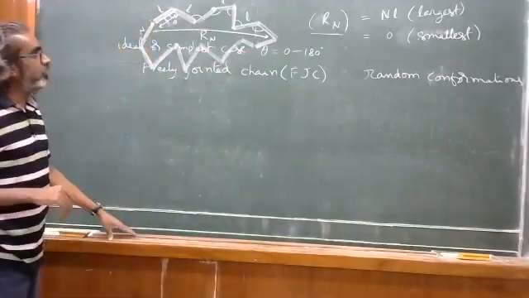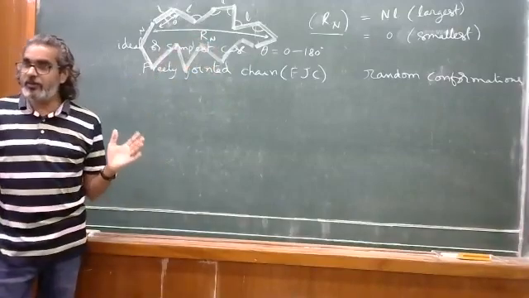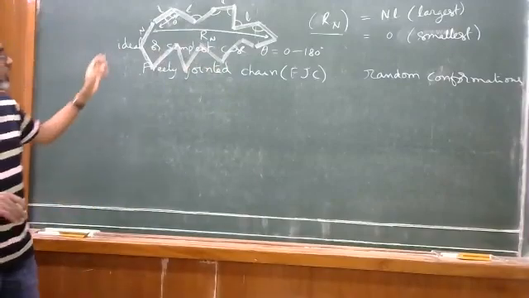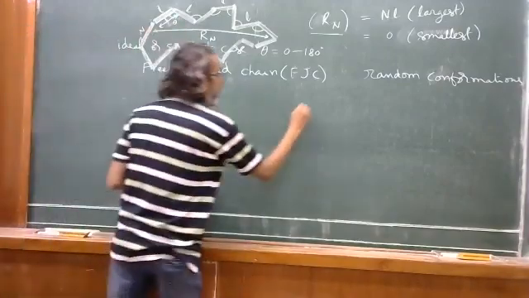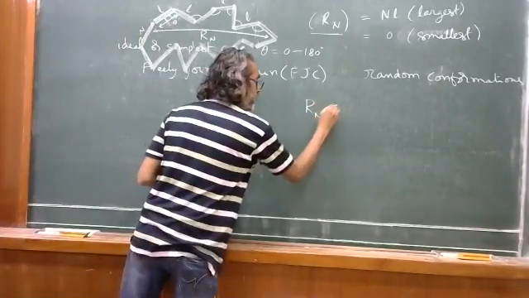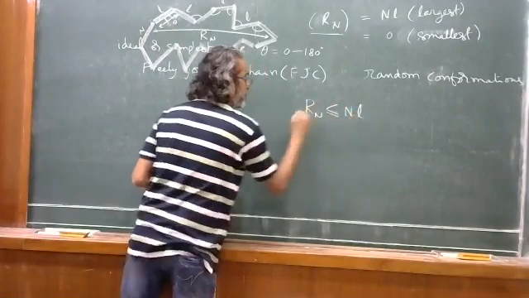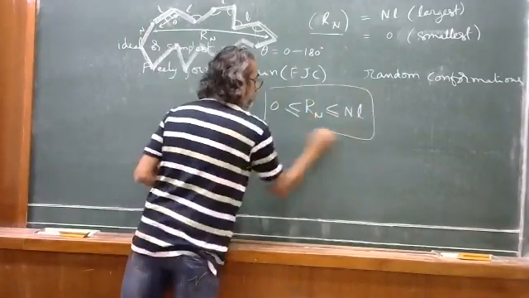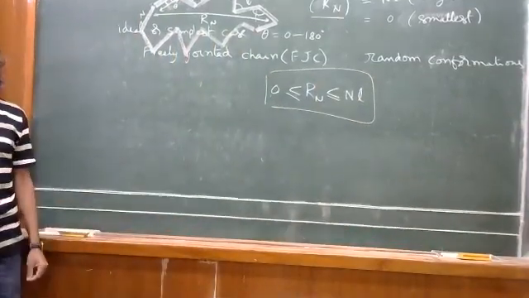Now, these are only the limits. You can really call them limits. NL is one limit and 0 is another limit. But each polymer will have a length somewhere between NL and 0. Okay, so everyone agrees? So far so good, very nice.